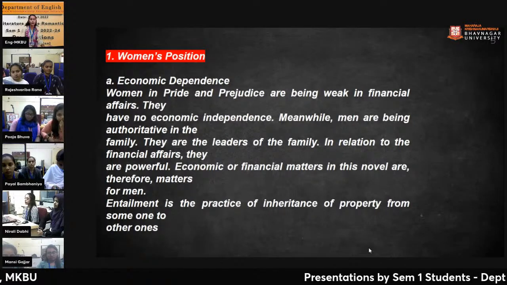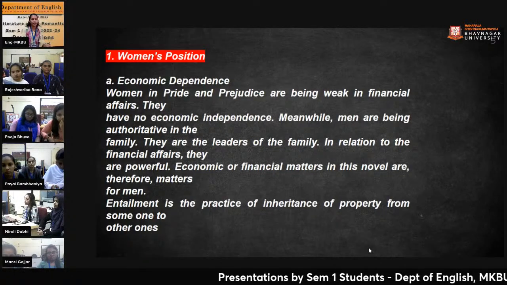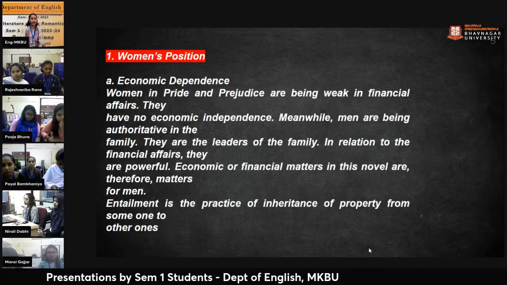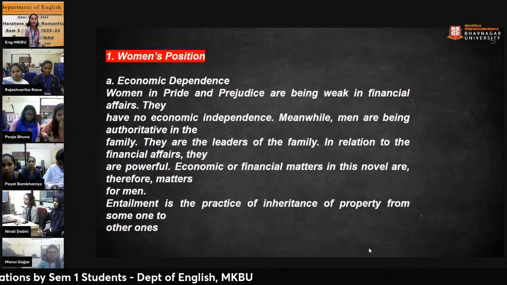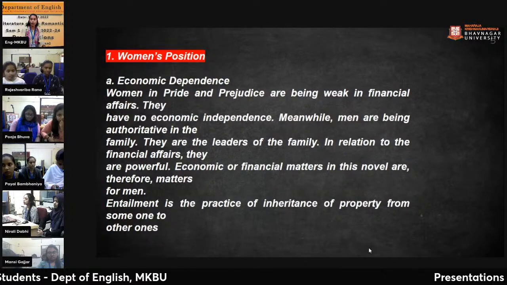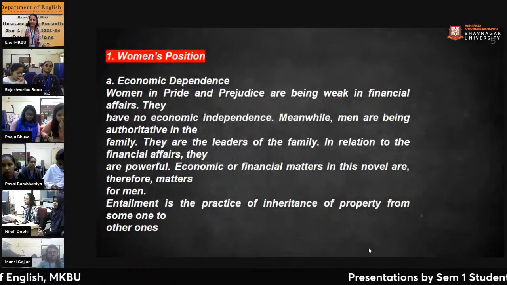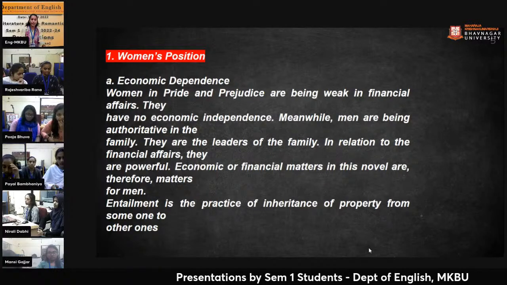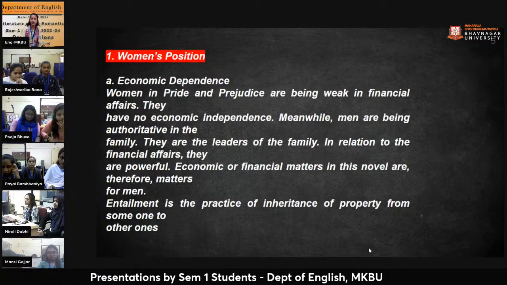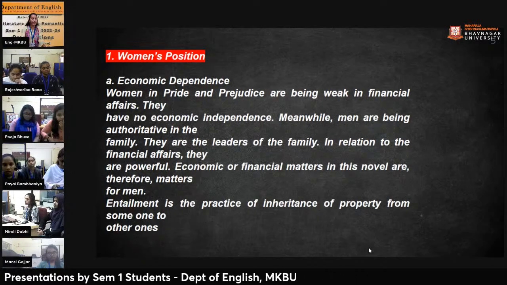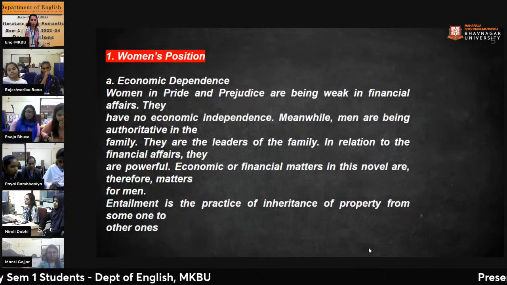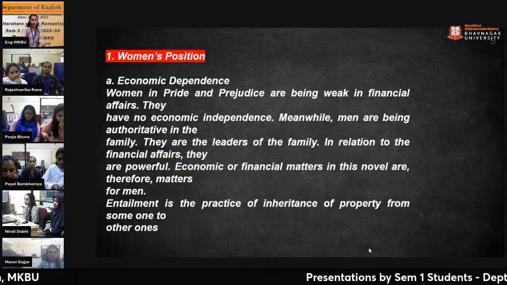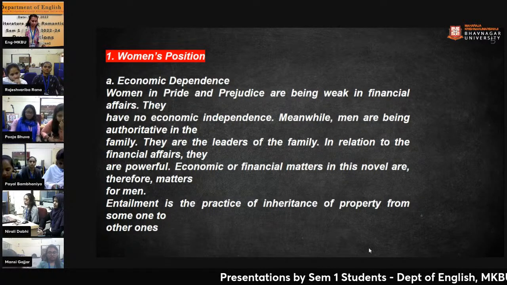Woman's position in Pride and Prejudice. Economic dependence. Women in Pride and Prejudice are weak in financial affairs. They have no economic independence. Men are authoritative in the family. They are the leaders of the family in relation to financial affairs. They are powerful; economic or financial matters in this novel are therefore matters for a man.